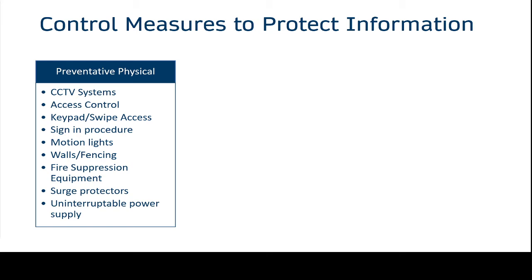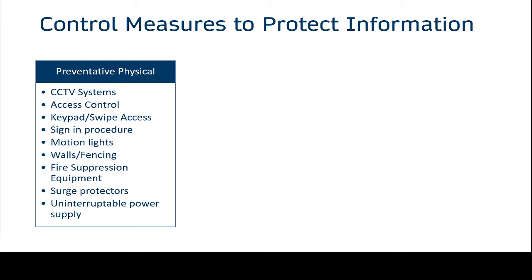Walls and fencing, these are physical barriers. Fire suppression equipment: if the physical threat is a fire, a preventative physical measure would be to have fire suppression equipment. Surge protectors: if the information is saved on a computer or on a server and there is a surge, that will destroy the memory on the computer, and potentially can destroy the computer and the information on there. So a surge protector would prevent that electricity surge from damaging the computer equipment.